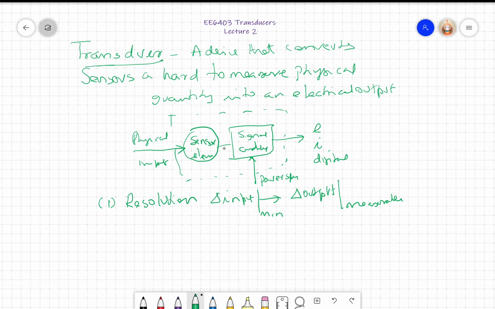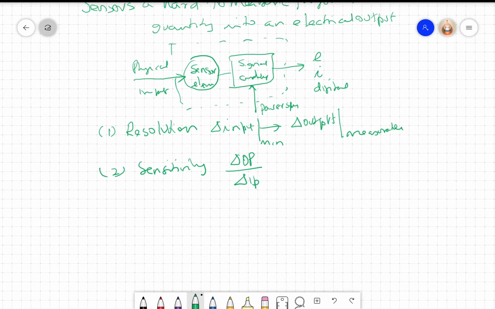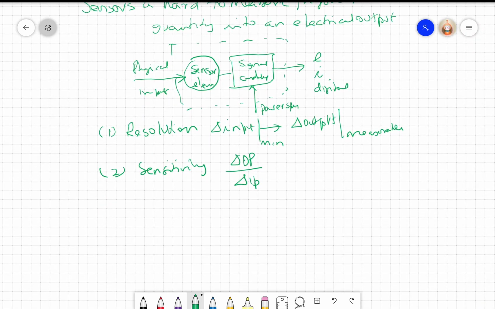The second is sensitivity of a transducer, which is delta output by delta input. Right? It's like efficiency of a device or gain of an amplifier, output by input. That's the sensitivity. Third, range of a transducer, which is also called full scale, right? Which tells us what the transducer can measure, right?